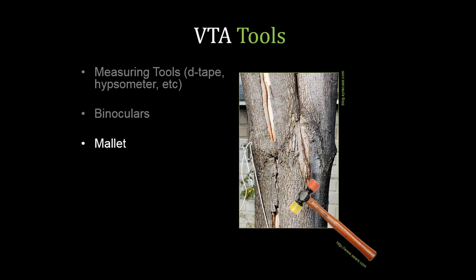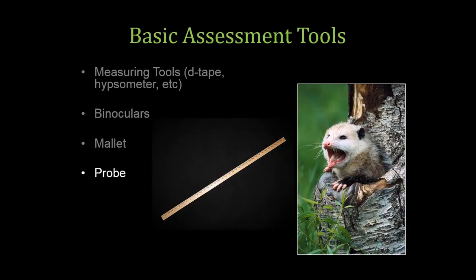I'll show you sonic tomography in the next couple of slides, but this is the original, the sonic sounding method of sensing decay. If you take a rubber mallet like this and you bang on the side of a tree and it sounds like a bongo drum, it's hollow, and you can do something with that information. We'll show you that at the field day.